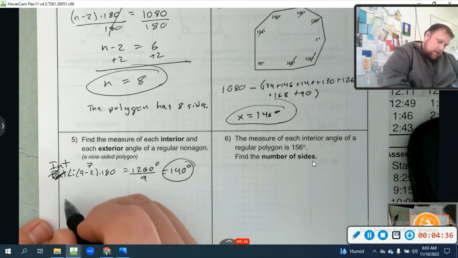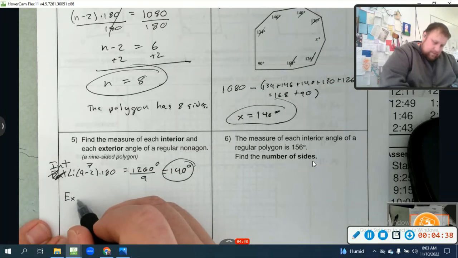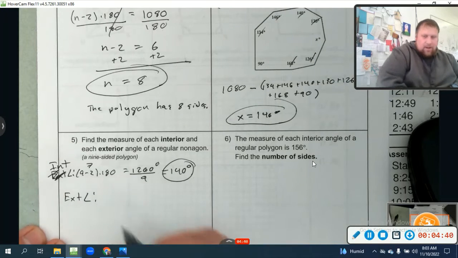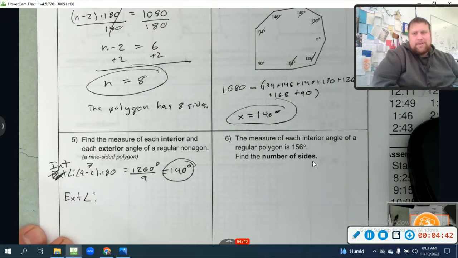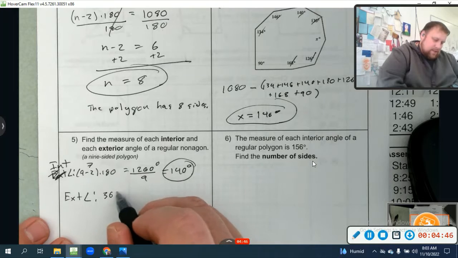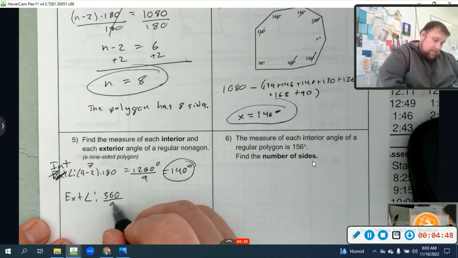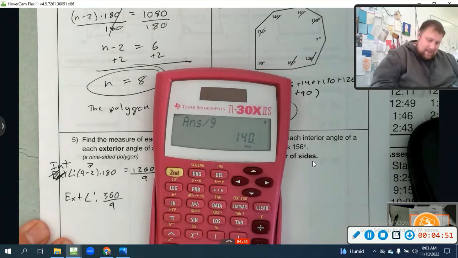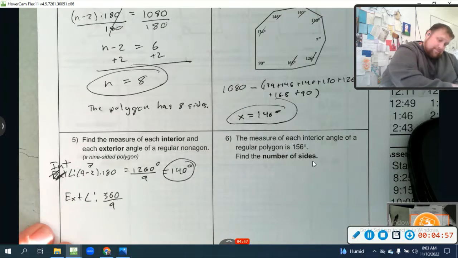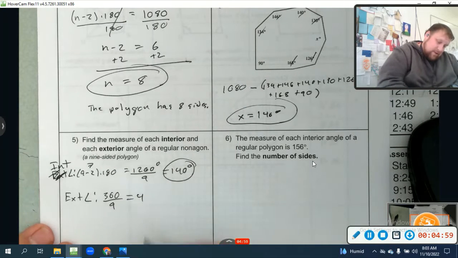Anyway, okay, now I want to find the exterior angle. That's easier. All exterior angles will always add up to 360. So there's different ways I could do it. I could just do 360 and divide that by 9. 360 divided by 9, and that's 40.